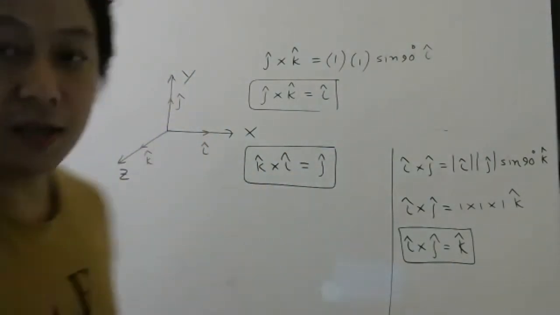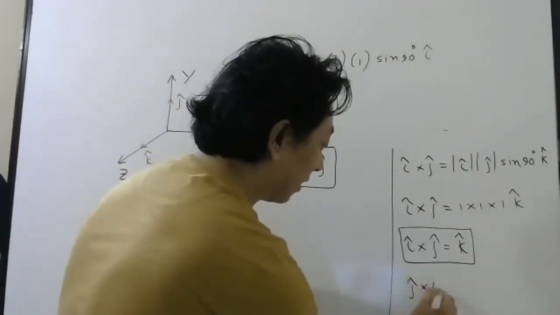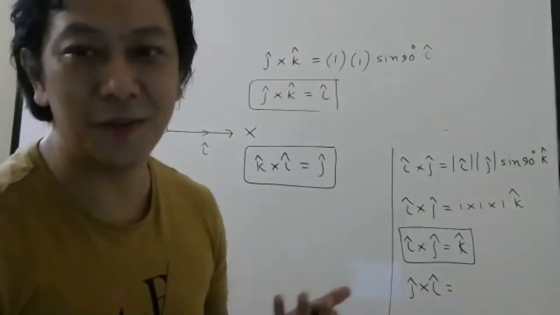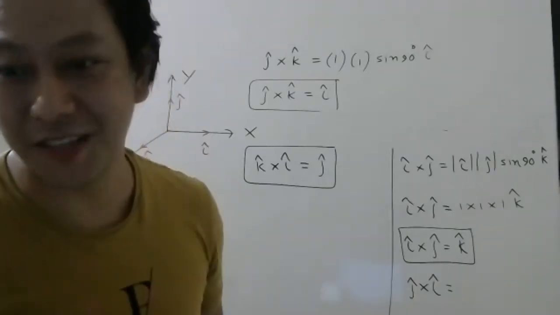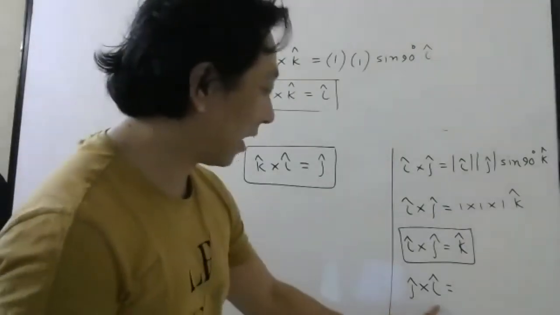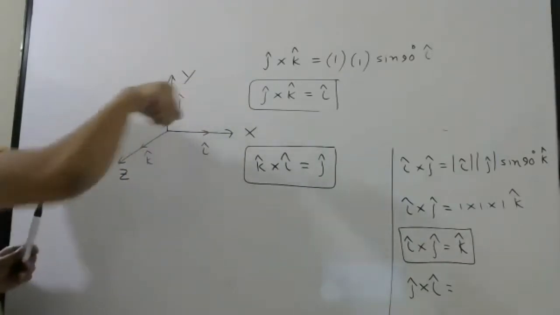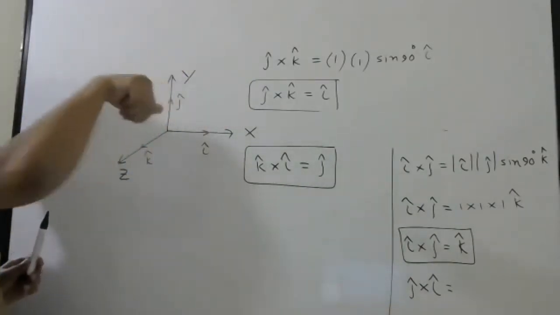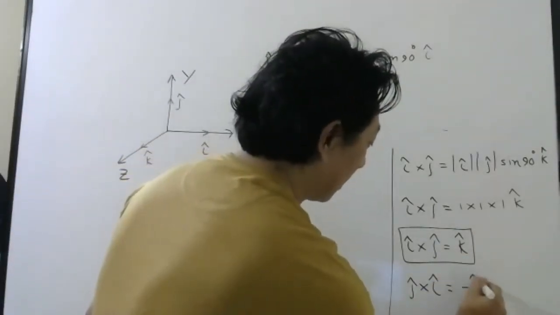Now if you are thinking, sir, what about j cap cross I cap? Ulta. No need to do this separately. Already we know a bar cross b bar, what I told is minus b bar cross a bar. I cross j is here. J cross I will be there. So it will be opposite to this. Minus k cap.